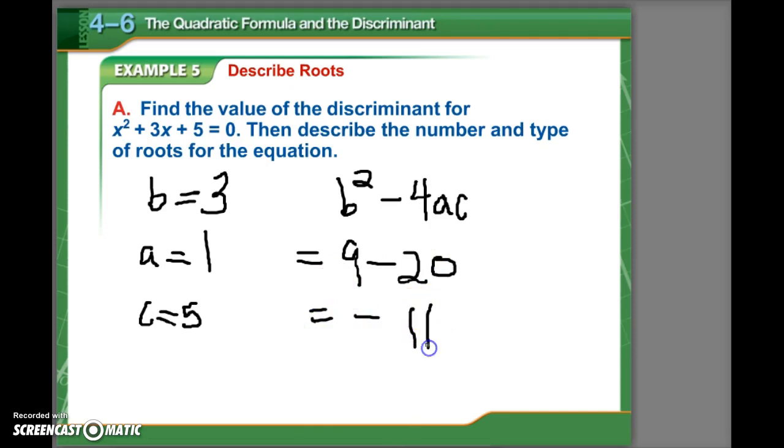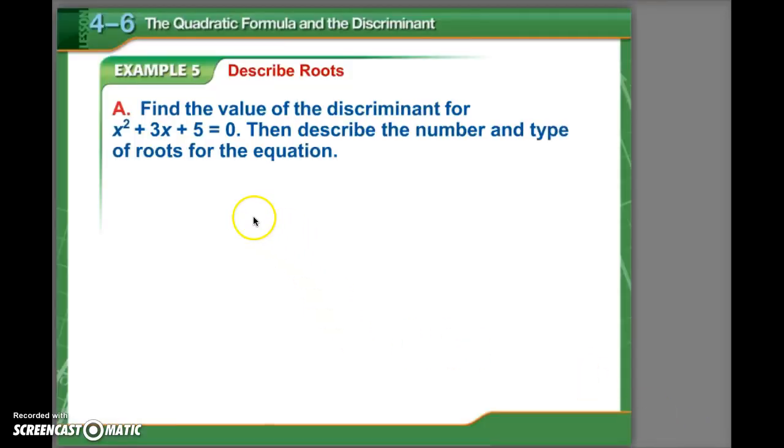So since we got that b squared minus 4ac is less than 0, if you think back to the last slide, that means that there's going to be two complex roots. All right, let's advance to the next slide and see if they agree with us.